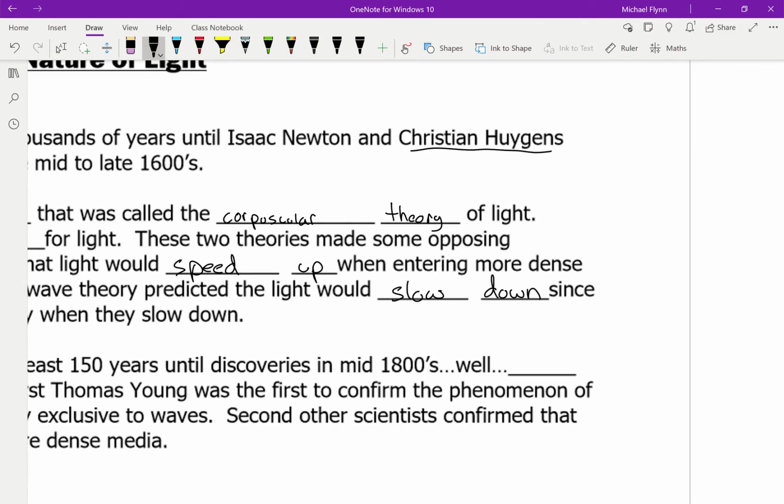Newton, though, had this gravitational idea why they would speed up: that the light particles were gravitationally attracted to the glass or to the water, and they would speed up as they entered from this force of gravity. And so that was his idea.